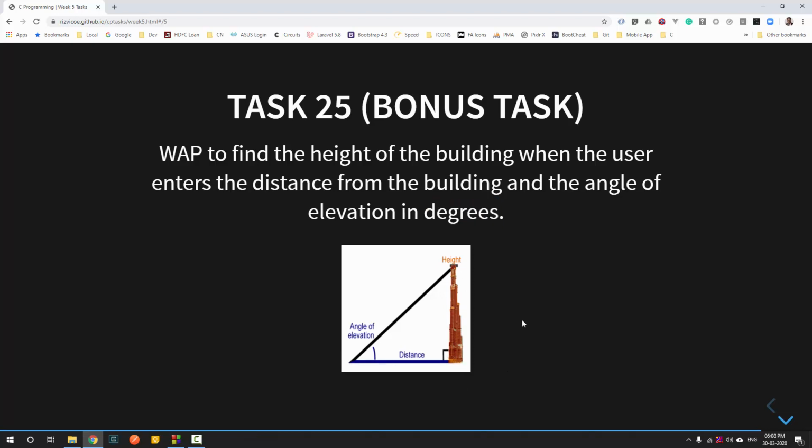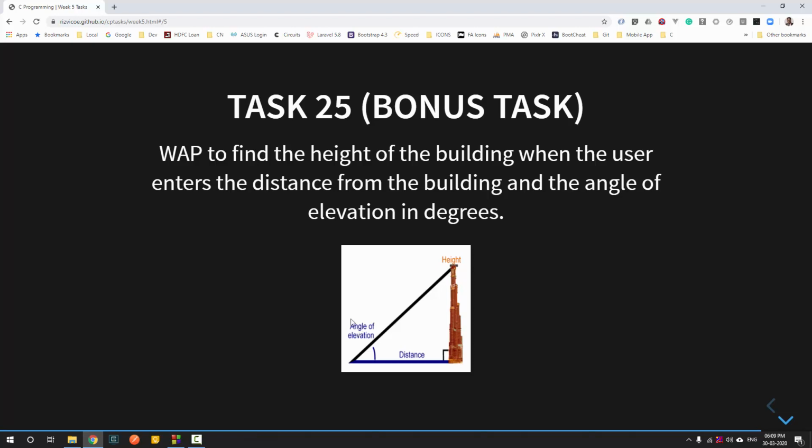We all know from trigonometry that tan theta is opposite upon adjacent. If this angle is theta, the angle of elevation, then tan theta will be the height divided by the distance. Since here we need the height, height will be nothing but distance into tan theta. So this is the formula that we are going to use.